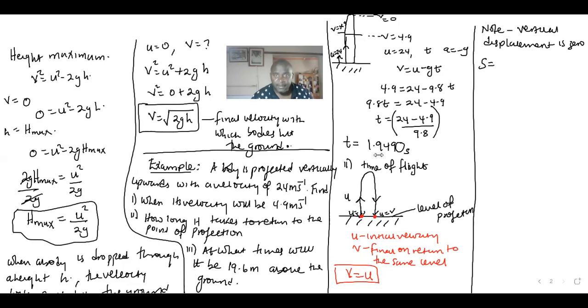Shakira, are you there? Yes. Yes, give me the equation for displacement. Yes. Masa, give me the equation for vertical displacement. S is equal to UT minus a half GT squared. Lovely, thank you.